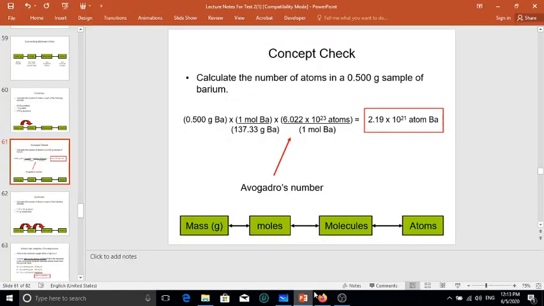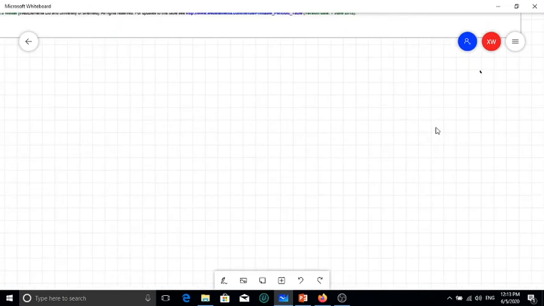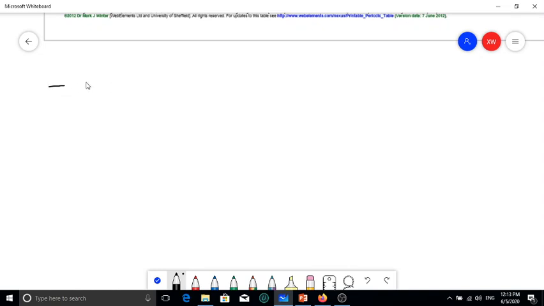Okay, we're gonna continue our discussion about the mole calculations. Let's take a look at a few more calculations here. So first of all, let's look at the case where we have 1.5 grams of sulfur. Can we find out how many moles of sulfur?